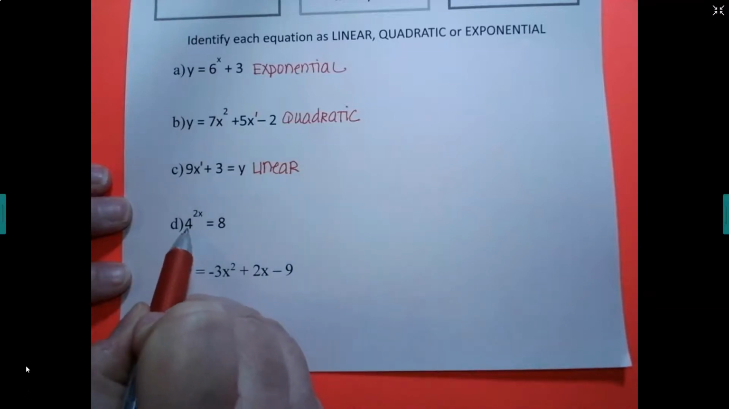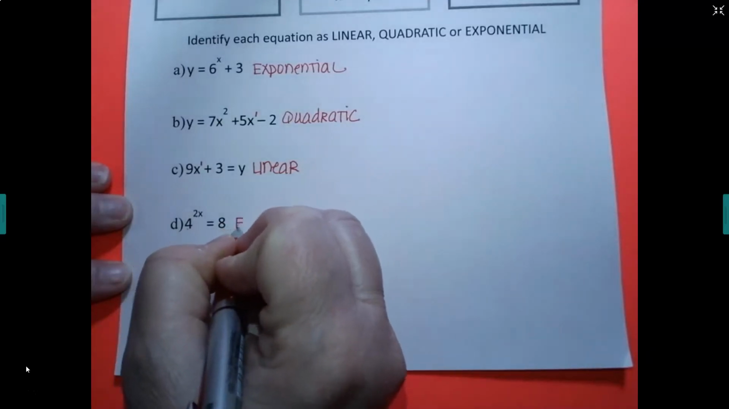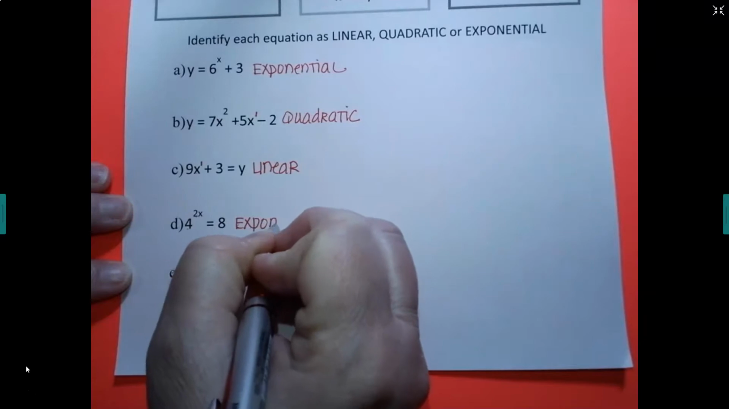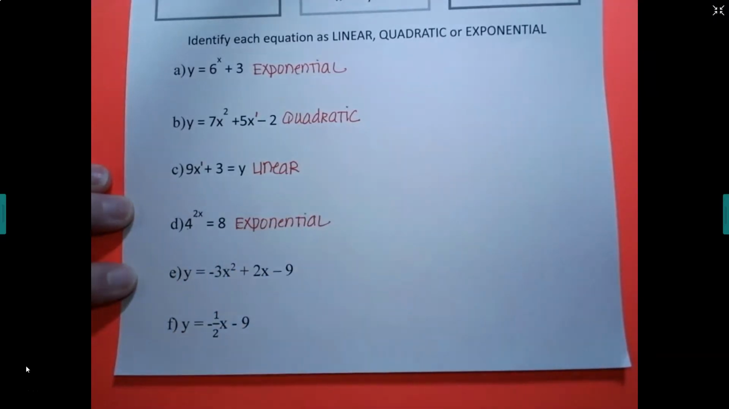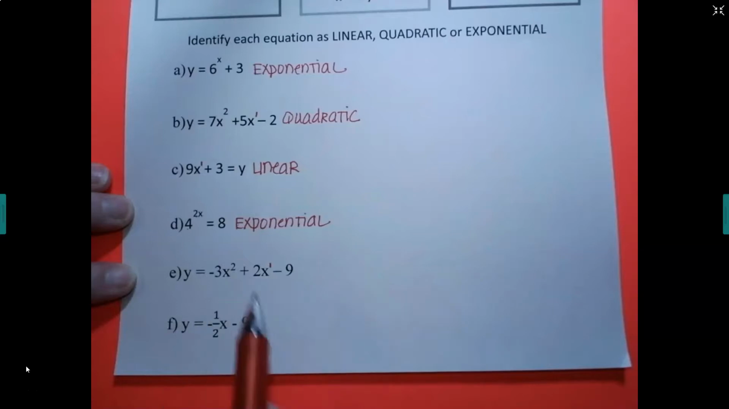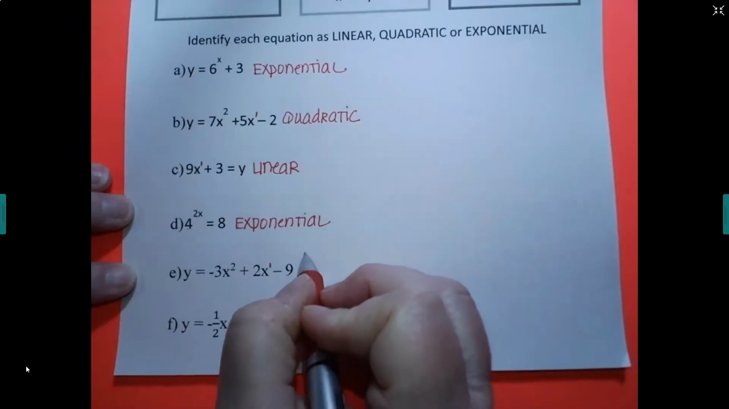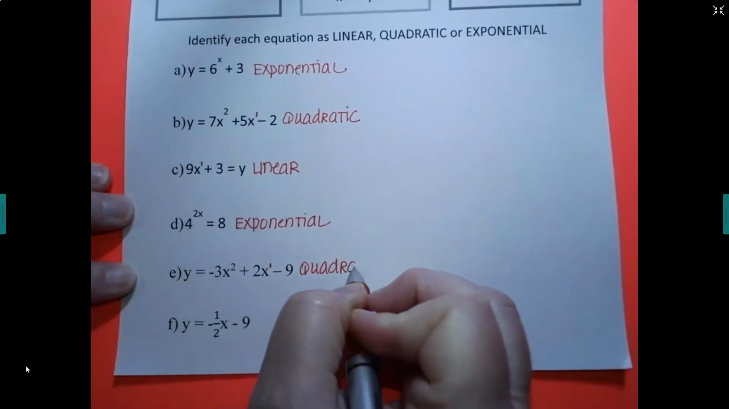Okay, we have 4 raised to the 2x equals 8. The x is in the exponent of the 4. It makes it exponential. In E, negative 3x squared plus 2x minus 9. This 2x has an x to the first, but that is not the largest exponent on the variable. This 2 is. And anything with an x squared as the highest exponent, that makes it a quadratic.